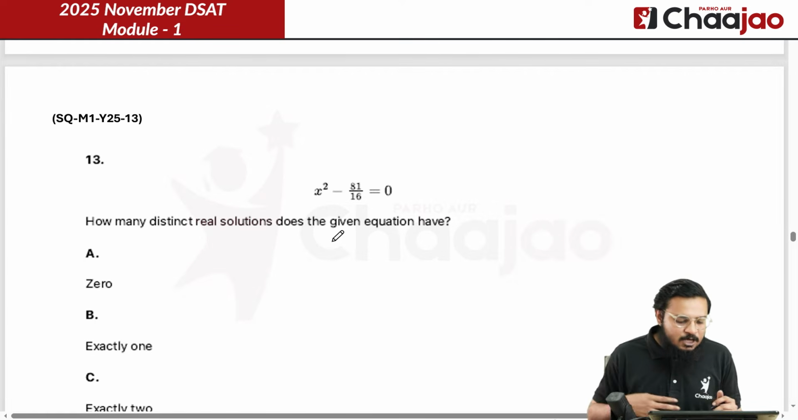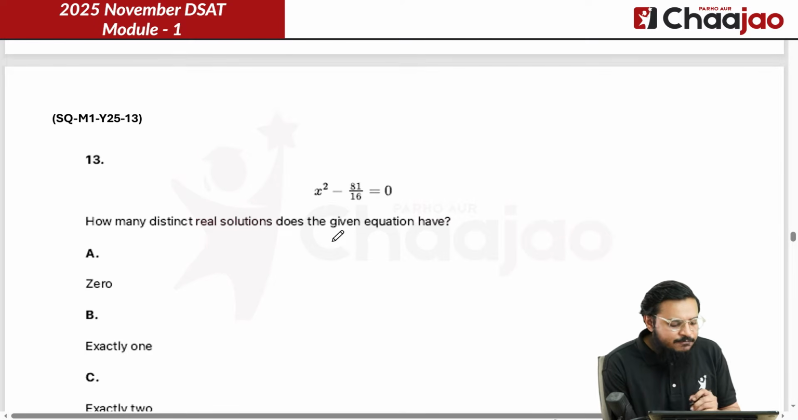It's on quadratic equations. x squared minus 81 over 16 equals 0, and you have to figure out how many distinct real solutions the given equation has. You can also calculate the discriminant of this function, but I really think that would be a little more time consuming than actually solving this equation.